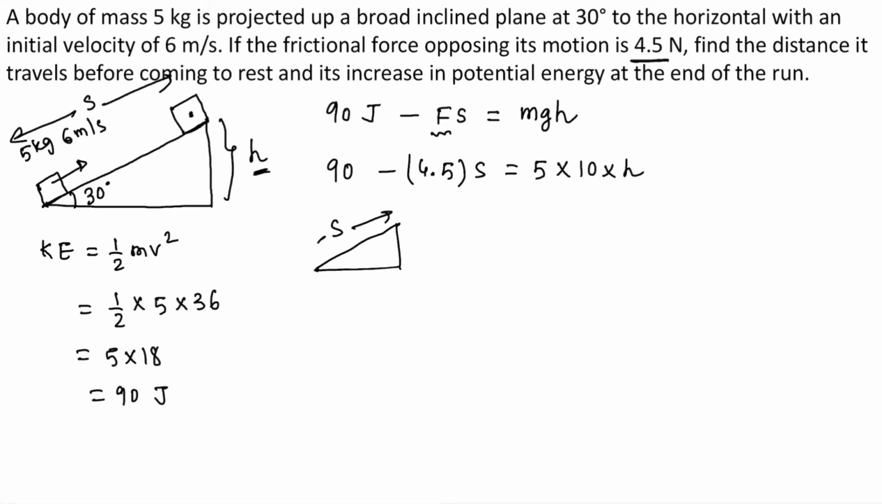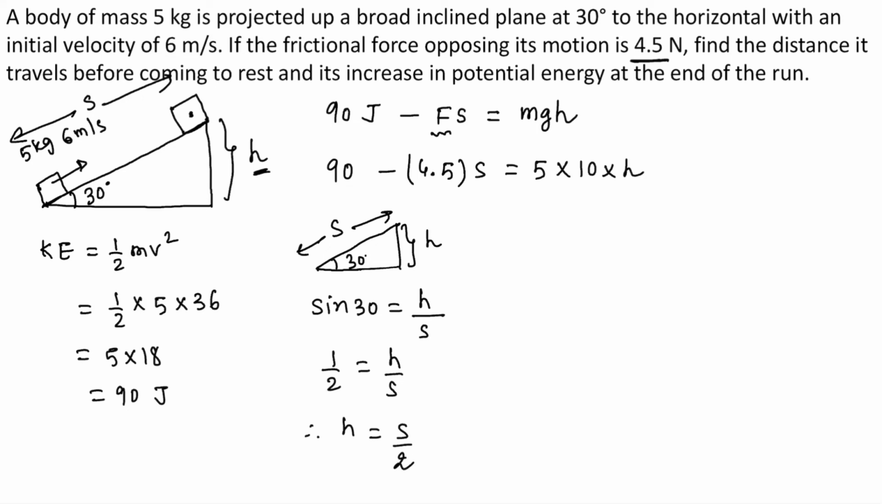Distance here is s. This angle is 30 degree. Vertical height is h. Sine 30 is equal to opposite h upon hypotenuse s. Sine 30 is half is equal to h upon s. So we can say h is equal to s by 2.